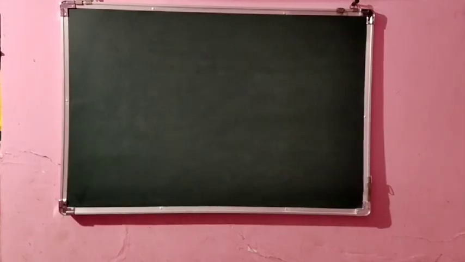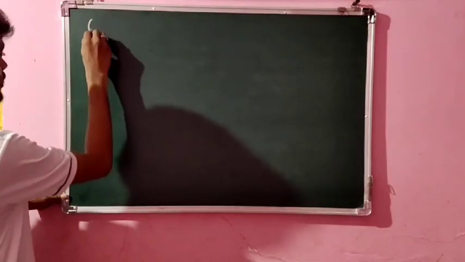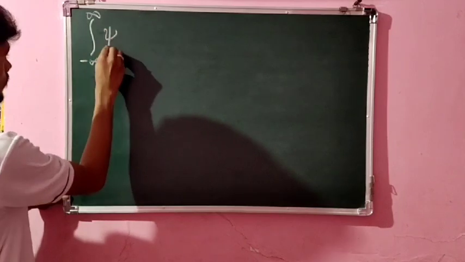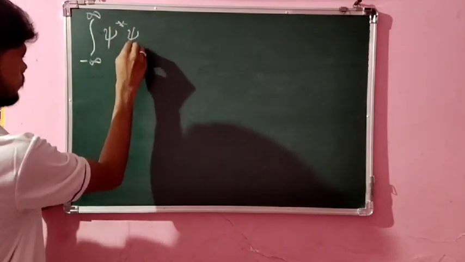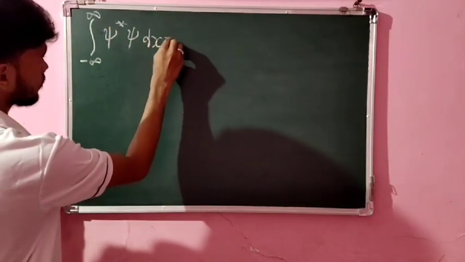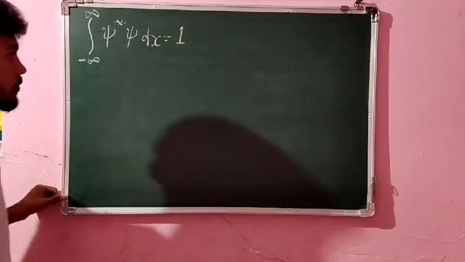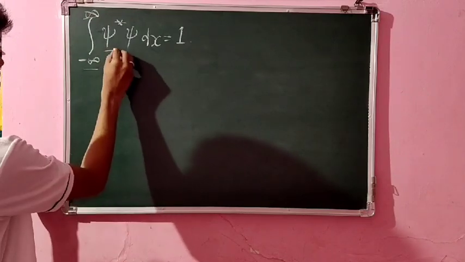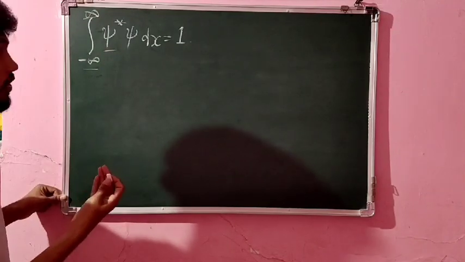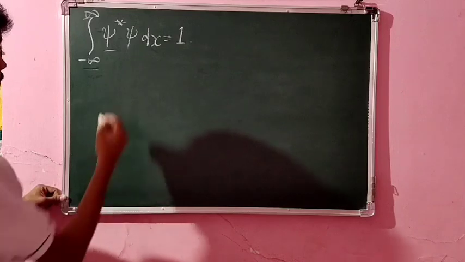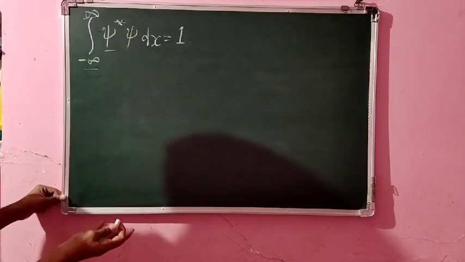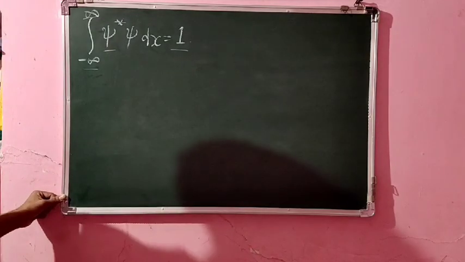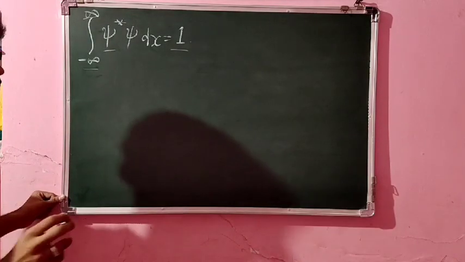The condition for normalization is given by the integral from minus infinity to plus infinity of psi star psi dx, which equals 1. Minus infinity to plus infinity are the limits. Psi is the given wave function for which we have to find the normalization constant. Psi star is nothing but its complex conjugate, and the integral should equal 1. Normalization is nothing but the total probability being equal to 1.